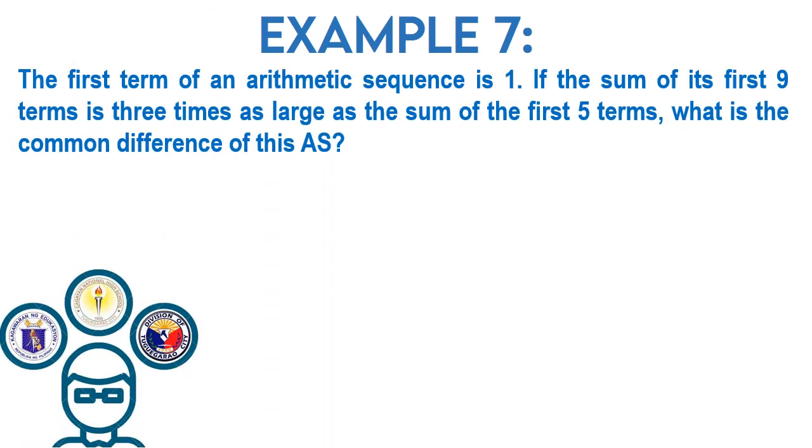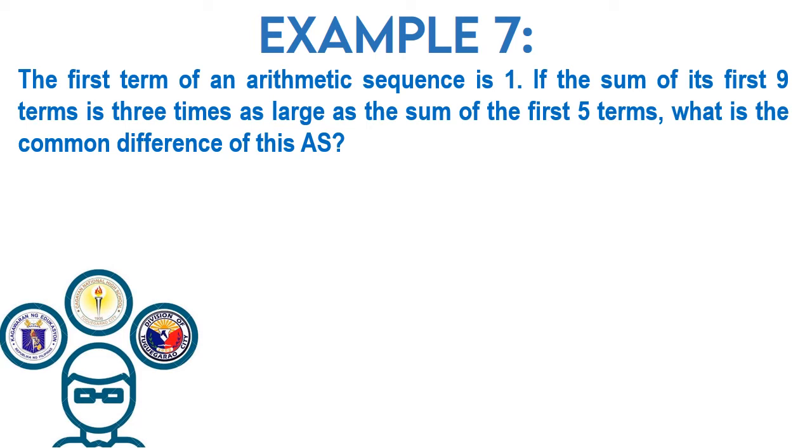Let us try our seventh example. The first term of an arithmetic sequence is 1. If the sum of its first 9 terms is 3 times as large as the sum of the first 5 terms, what is the common difference of this arithmetic sequence?